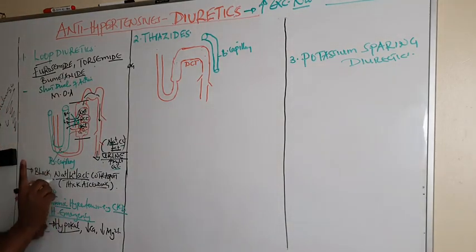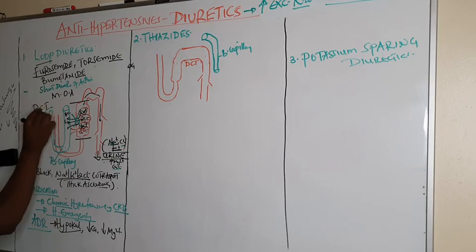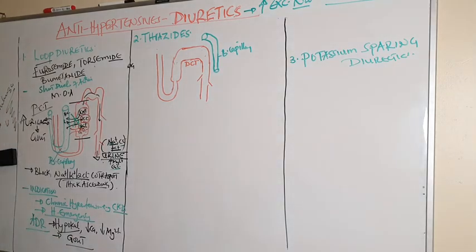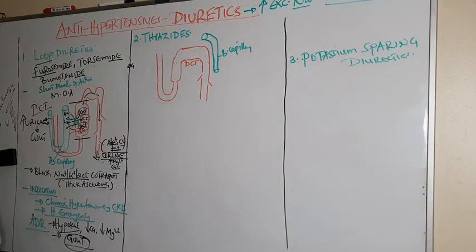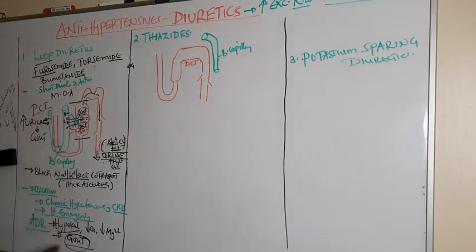At the same time, these loop diuretics go to the proximal convoluted tubule and block reabsorption of uric acid. So this can result in hyperuricemia, which results in gout. So another adverse reaction is gout. So always check for gout, that is inflammation of the big toe and the joints due to accumulation of uric crystals. So these are some of the side effects.